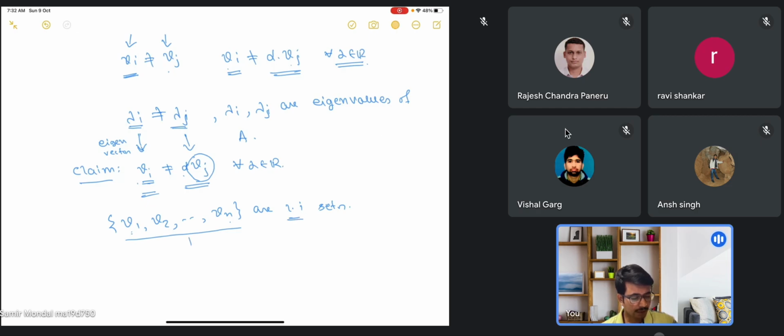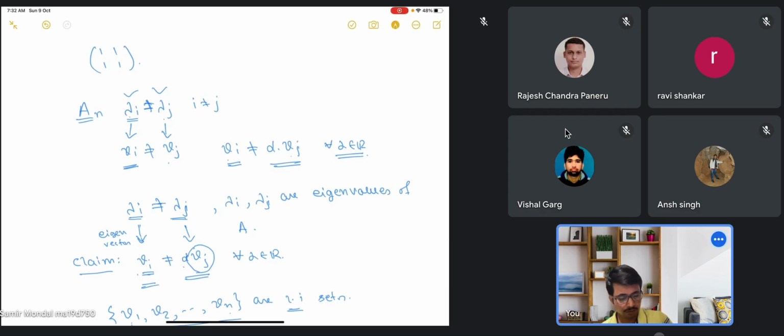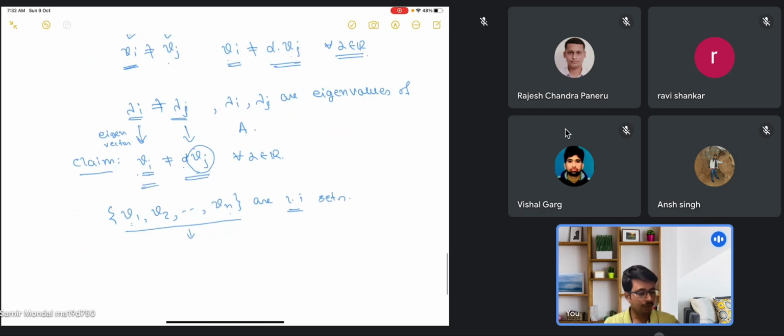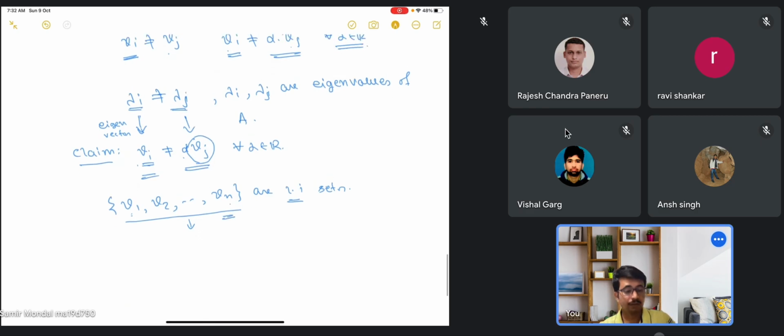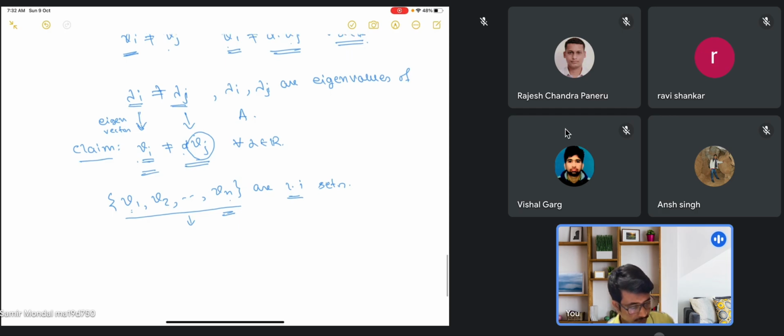There are a total of n vectors, and this is your matrix A or linear transformation. So the domain has dimension n. So this will form a basis of V. Are you agreeing with me? The dimension of the domain is n, and we are getting one linearly independent set of n vectors. Then this is forced to be a basis of V.